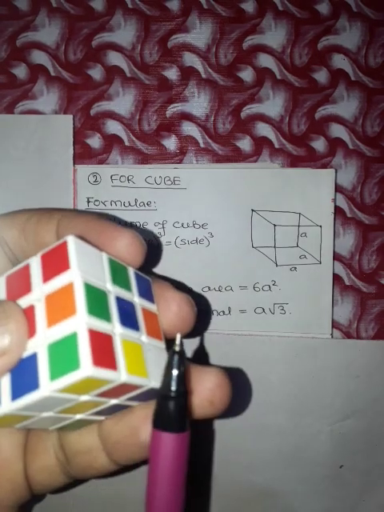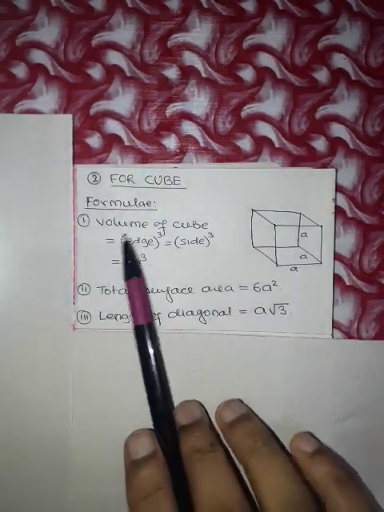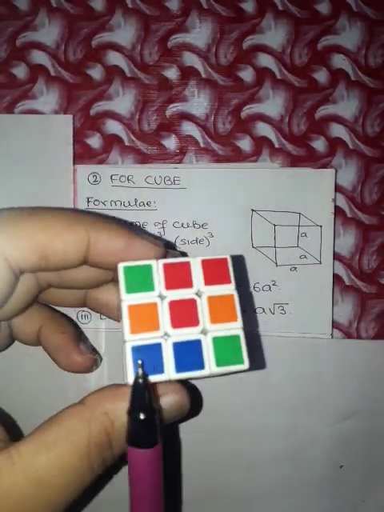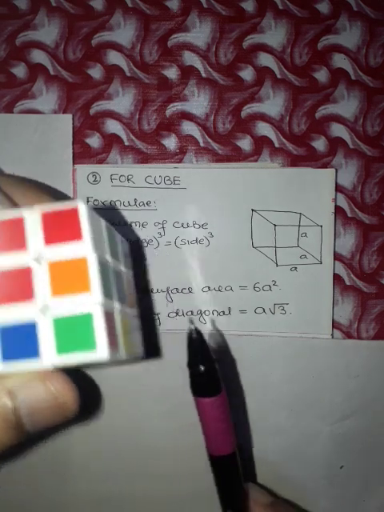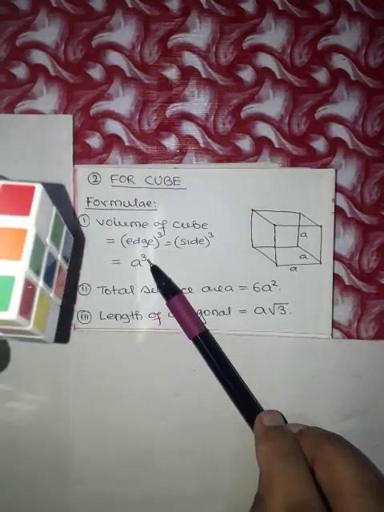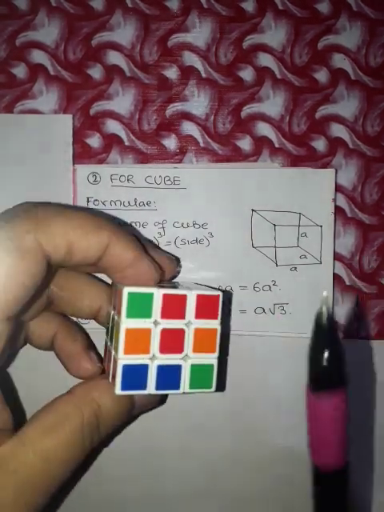They are equal. So in this case, if you want to find the volume of the cube, it will be length into breadth into height. Since it is a, a and a, directly you can write a cube. Total surface area: this is a into a, which is a square. So the area of each face is a square.